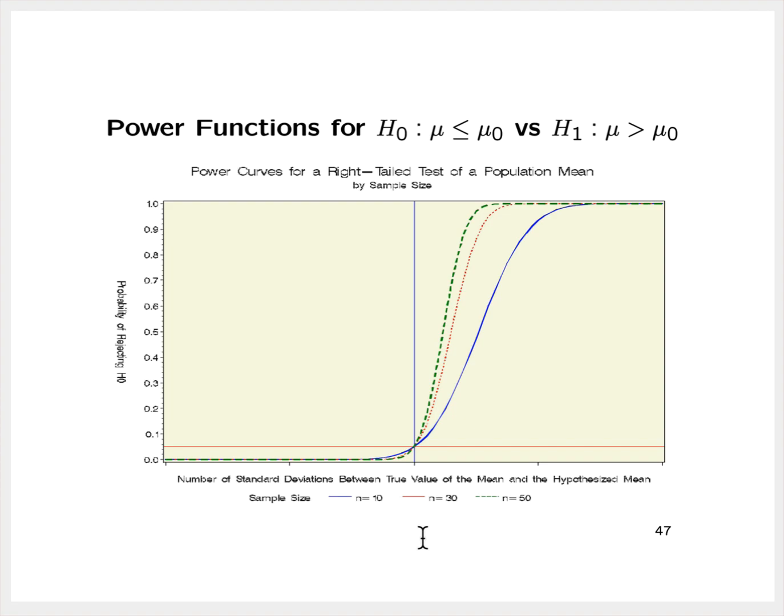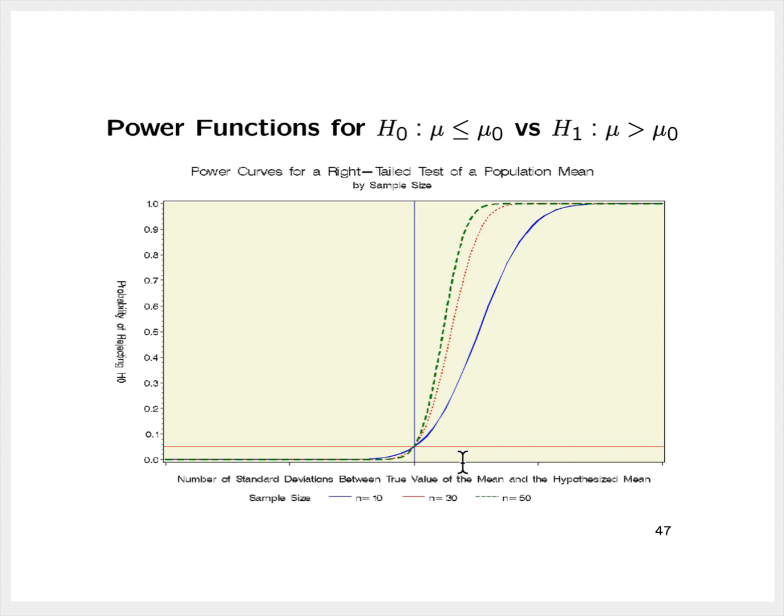And then finally, this is the form of the power function for a right-tailed test. Again, what I just said about the left-tailed test applies as well to this right-tailed test. And so you can see how these kinds of graphs can help us understand the performance of a test in terms of its ability to detect when the null hypothesis is not true.